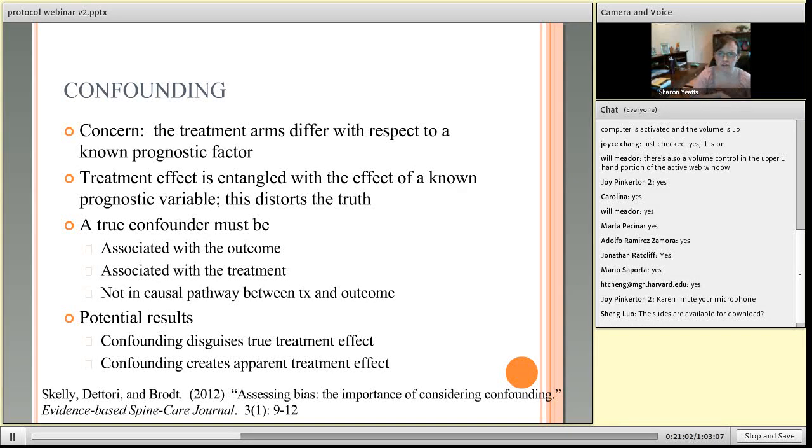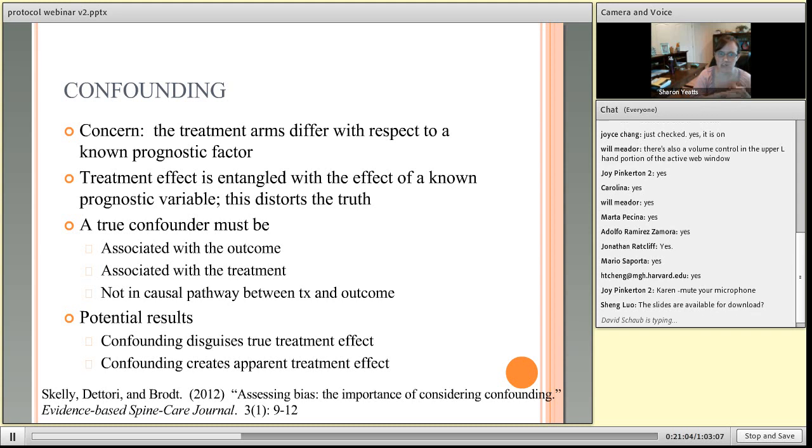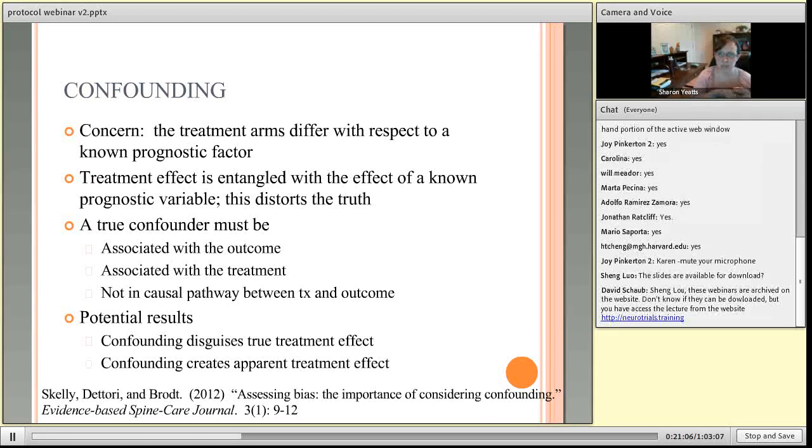So a true confounder must be associated with the outcome, it must be associated with the treatment, and it can't be in the causal pathway between treatment and outcome. Okay, so while you're doing the study, you're thinking about potential confounders, right? Because you don't know if it's going to be associated with treatment, but you can address the other two during the design stage.